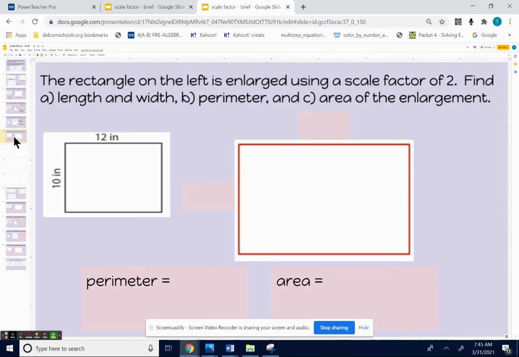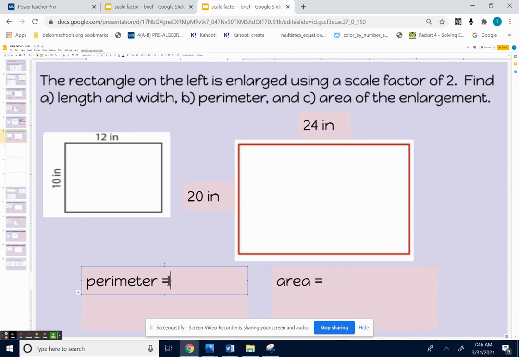So we have a rectangle that is 10 by 12. We're going to enlarge it with the scale factor of 2. So I want to find the new dimensions, the length and the width, and then I want to find the perimeter and the area of this new shape. So if the scale factor is 2, I want to multiply 10 inches by 2. That's going to be 20 inches. I'm going to take 12 inches times 2, 24 inches. So that's the new length and width of my enlargement.